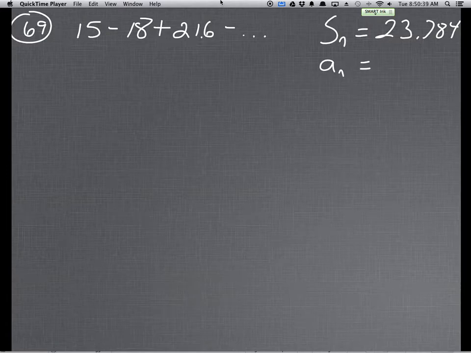Next one, they give me this series: 15 minus 18 plus 21.6. They tell me the sum of this series is 23.784, and we want to figure out what a sub n is.